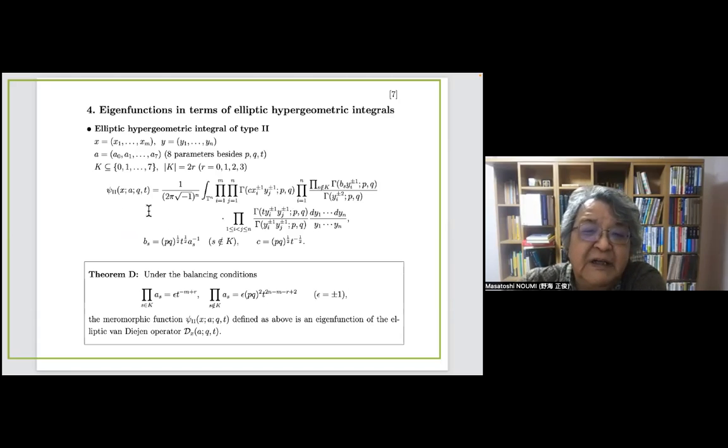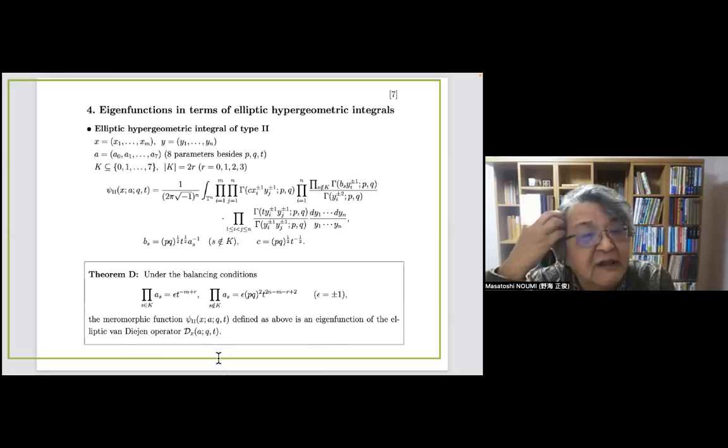If you define this function of x in this way, and tune the parameters b here to be related to the a parameters, the outer parameters, like this, and take this c parameter like this, then under a certain balancing condition on the a parameters, you can show that this psi sub 2 is an eigenfunction of the elliptic van Diejen operator for the a parameters. This type of Selberg integral is called the type 2 Selberg integral.